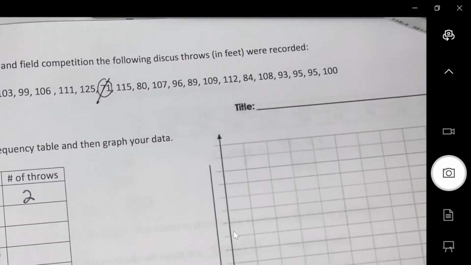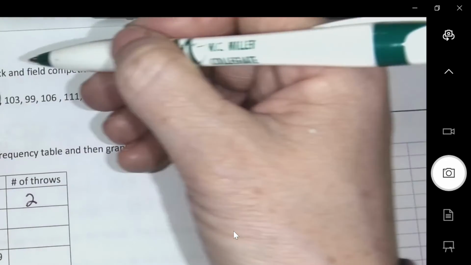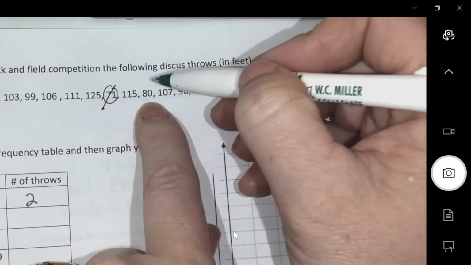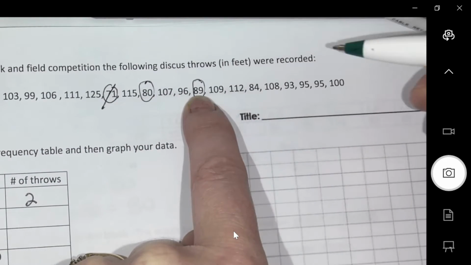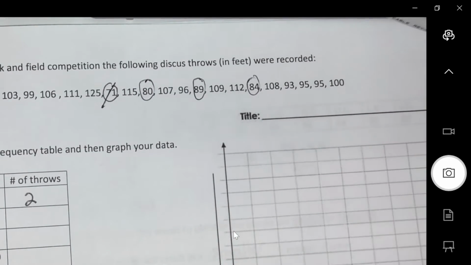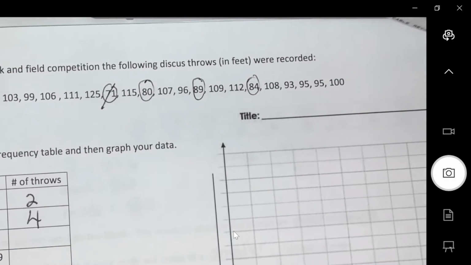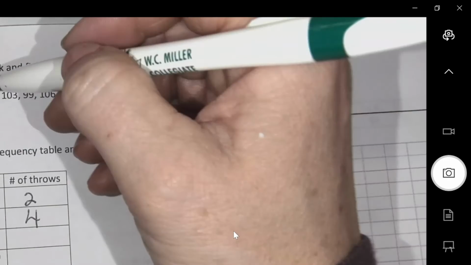Okay, the next would be in the 80s. Anything in the 80s. So I have a 1, 2, 3, 4. Concur? Anybody found the same? 4? Thank you.